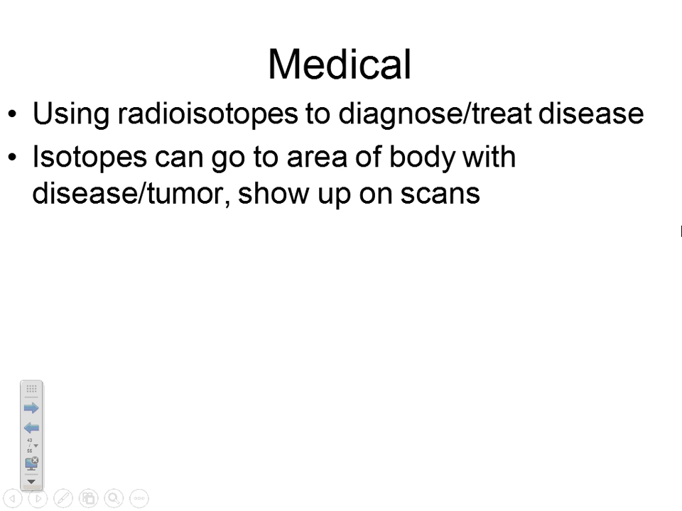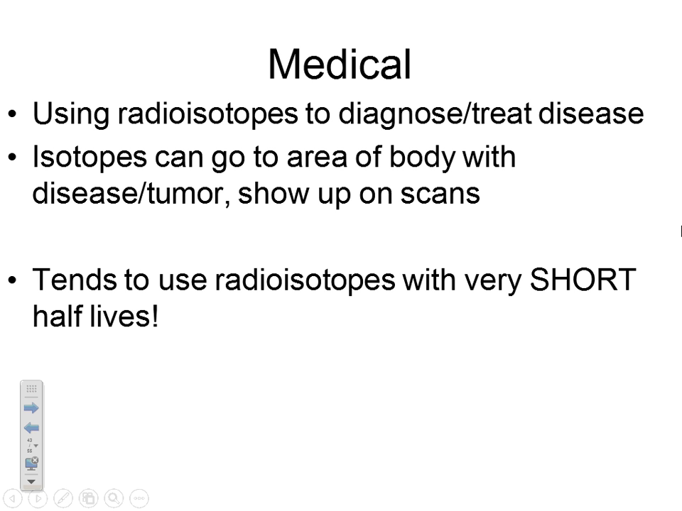On the other hand, if you're using it to treat a disease, then you can send in a radioisotope again to a specific area of the body. And the fact that it's radioactive might be killing the cancer cells, and it might also be killing the healthy cells as well. That's part of the problem with chemotherapy. But that radiation can help to attack the bad things that are going on in the body. When we're talking about radiation for medical purposes, we're using radioisotopes that have very short half-lives because we don't want them to stay in the body longer than they need to.